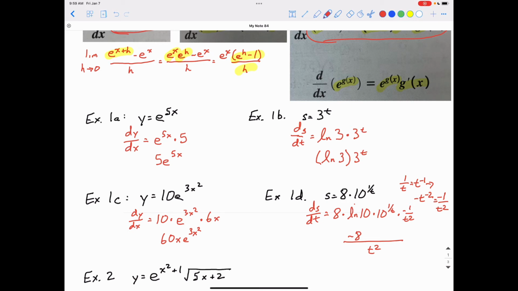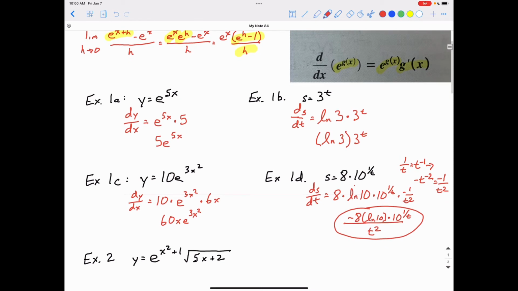And then I've got the ln of 10. Put it in parentheses to separate it from everything else, times 10 to the 1 over t power. And that is actually as simplified as it can get. So all of those were part of example 1A through 1B.